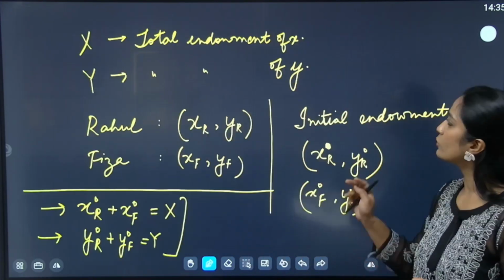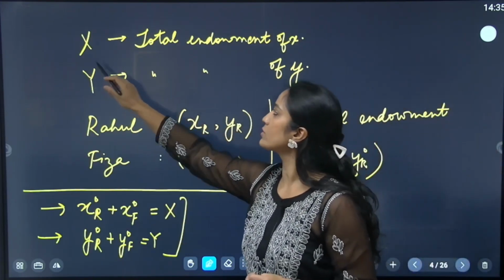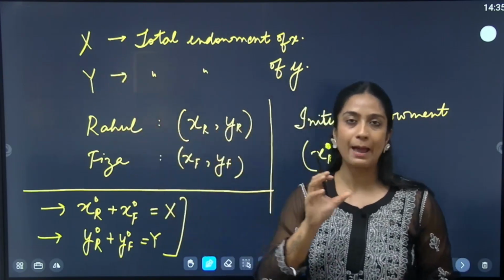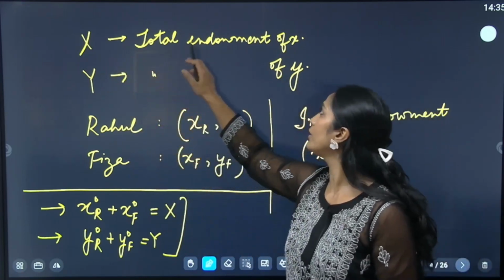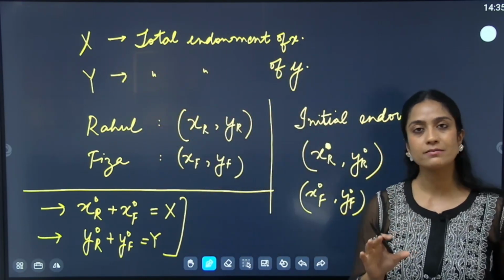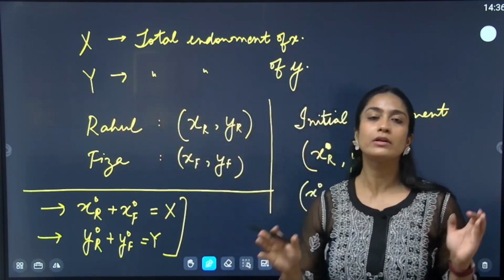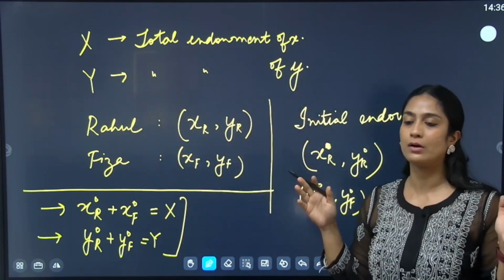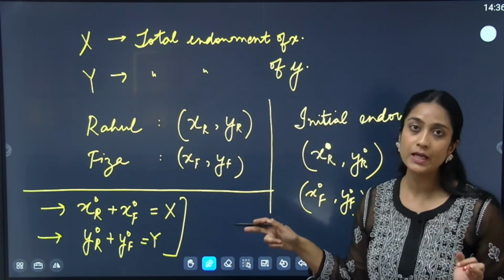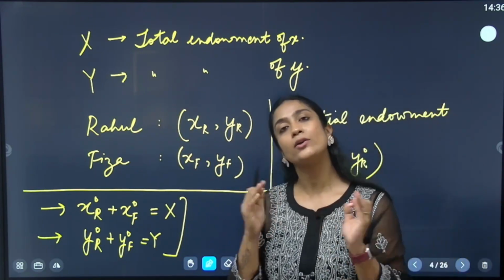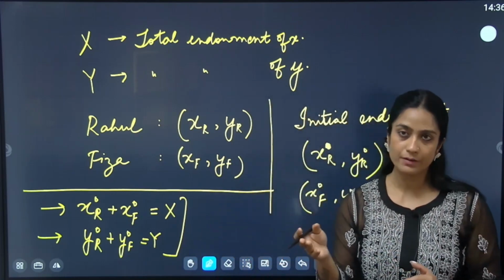ठीक है. So what we will do is we will use capital X to denote the total endowment of good X, right? Suppose X is the total endowment of bread, capital Y is the total endowment or total available amount of Y on the island. ठीक है. अब ये total है तो ये किसी ना किसी के पास तो होगा, right?